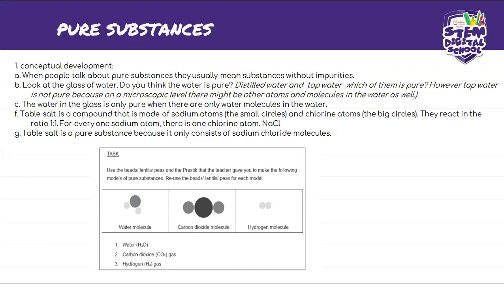Now, let's go on. The table salt, sodium chloride. We remember the common name for sodium chloride is table salt, the one that we mostly use in the kitchen. For the sake of understanding, they use circles to represent them. Okay, and then sodium chloride forms in a ratio of 1:1. What it means is that before sodium chloride is formed, we have one atom of sodium and one atom of chlorine. So take note.